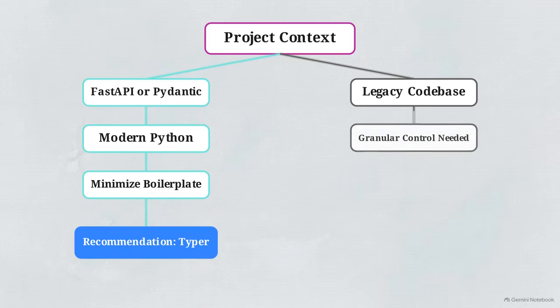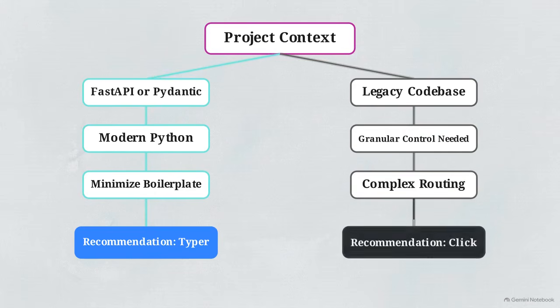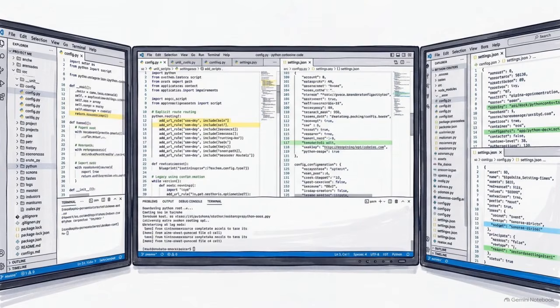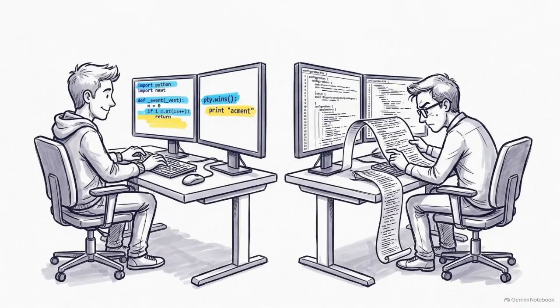For enterprise maintainers or projects requiring highly non-standard CLI routing, Click remains the standard choice. In legacy code bases or highly complex systems, the explicit verbosity of Click provides a level of clarity that is necessary for long-term maintenance. Choose Typer for development speed and ecosystem consistency. Choose Click for absolute, explicit control over complex configurations.